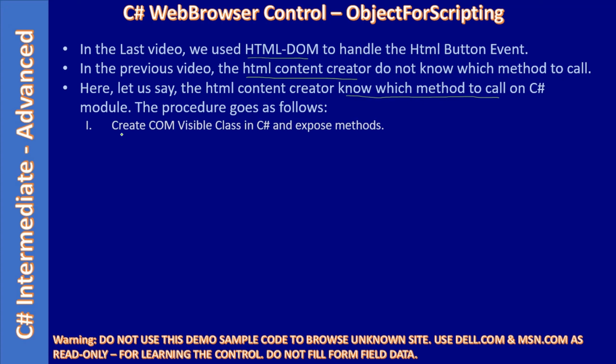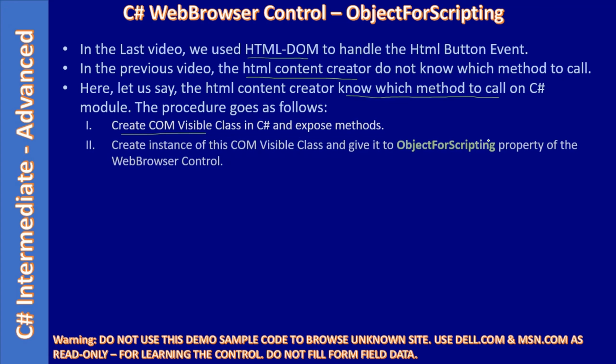First we will create a COM visible class and we will expose C# methods. That means here in the C# application domain itself we will create a class and we will expose some methods, and this is the class we will provide to the HTML coder, stating this is my COM visible class, and it exposes these methods, and we may give the description of each method, what it will do. So all those documentation we will provide to the HTML coder.